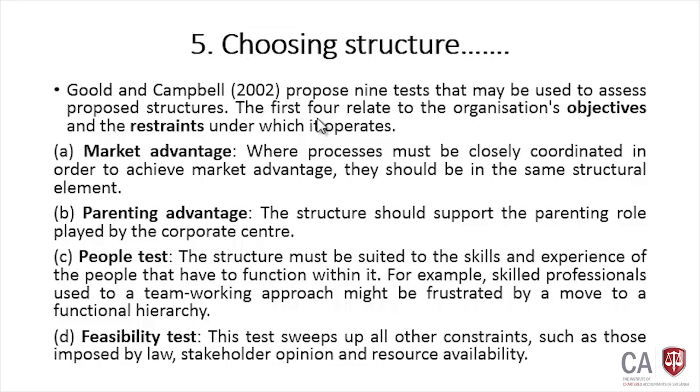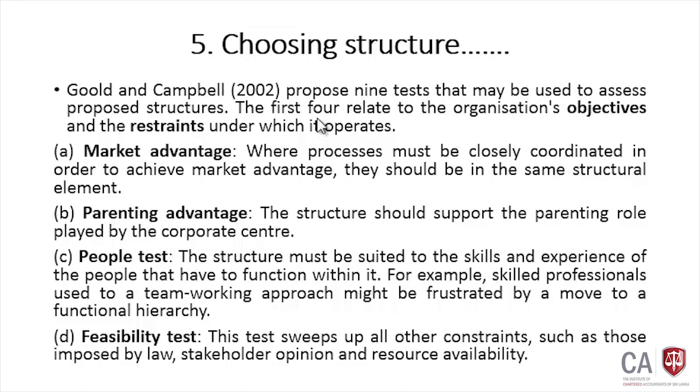The first 4 relate to the organization objectives and the constraints under which it operates, right? What are the 4 related to these objectives? We'll look at that. One is market advantage. That is one of the objectives of having a proper structure, no? You have to ensure that your structure delivers the required market advantage, where processes must be closely coordinated in order to achieve market advantage. So internal processes should be closely coordinated to get market advantage.